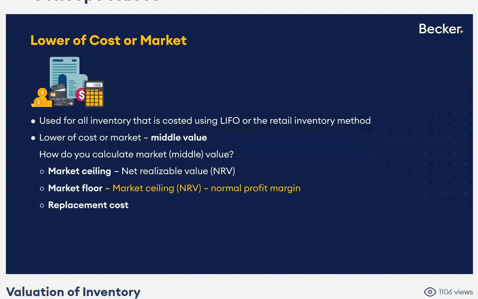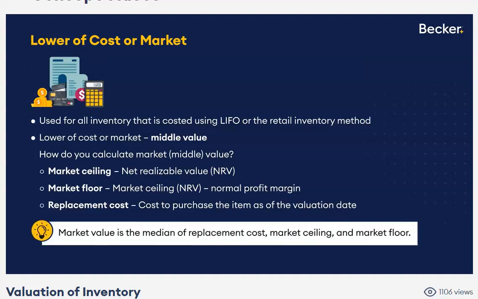Now, this looks harder than it is. Just look step by step. You see LIFO or retail inventory, you think lower of cost or middle value. So replacement cost is your cost to purchase the item as of the valuation date. Okay, and the market is the middle of these three values. Replacement, not your original cost, but today's replacement cost.